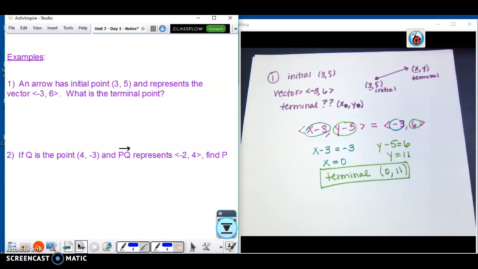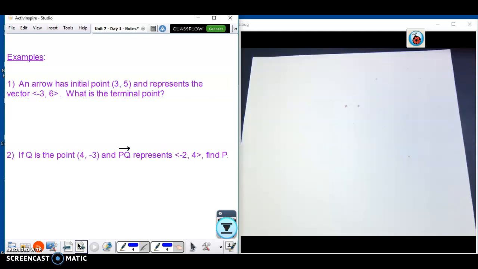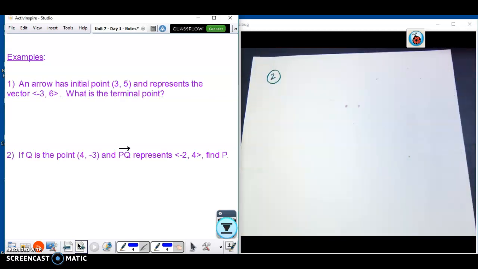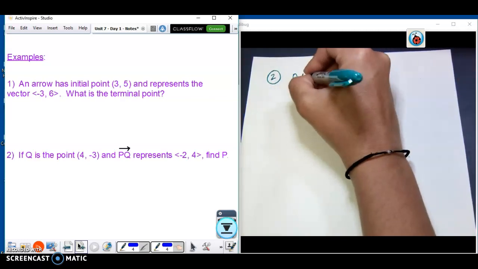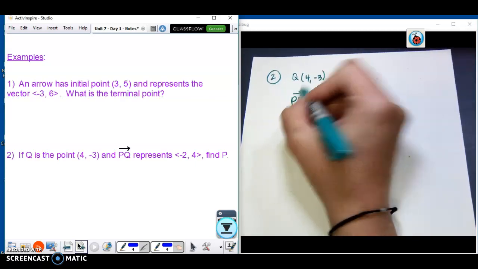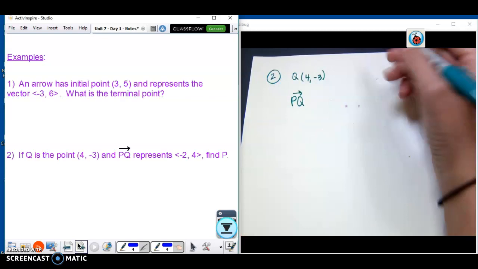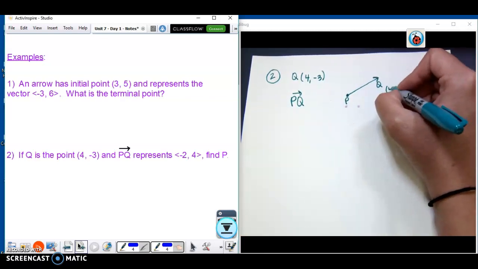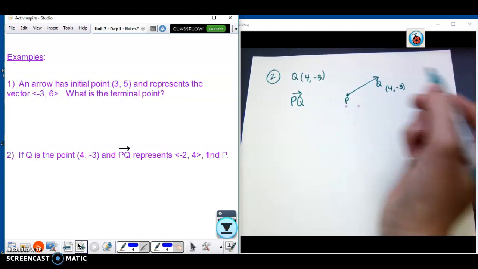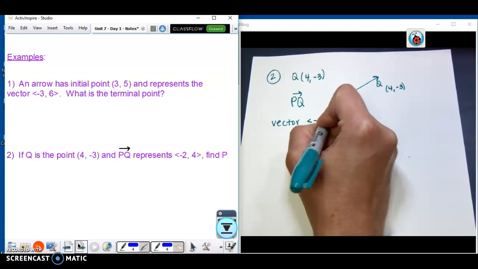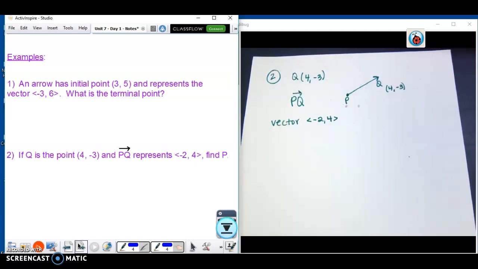Okay? So for the second one, it's very similar. Q is the point 4, negative 3. We're working with the vector PQ. So just from this written this way, we know that P is where it starts, Q is where it ends. We just said that Q is 4, negative 3. The vector that it represents is negative 2, 4. We want to find what the ordered pair for P is.